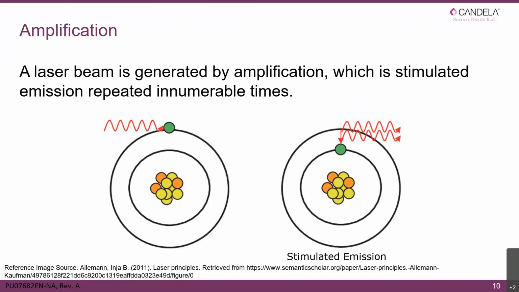Amplification is basically where we're generating the laser beam, and this is where we have this stimulation of this emission repeated innumerable times, so millions of times, carrying on and on and on, so we're producing more and more and more photons. And this is where we get our laser light from.